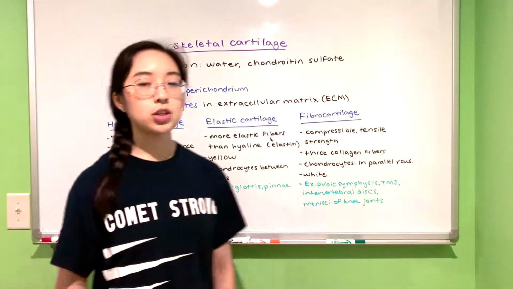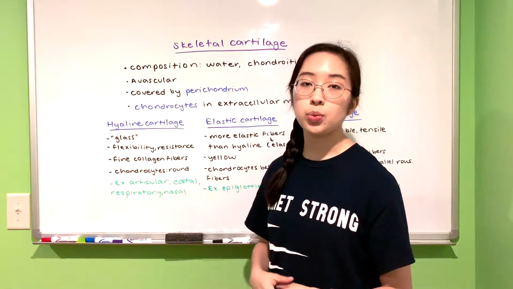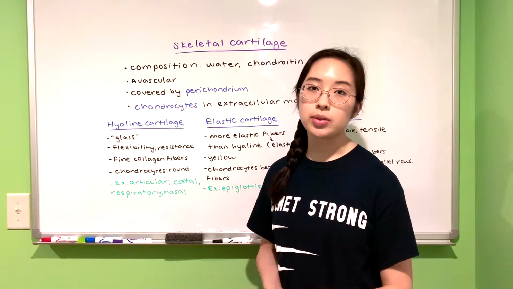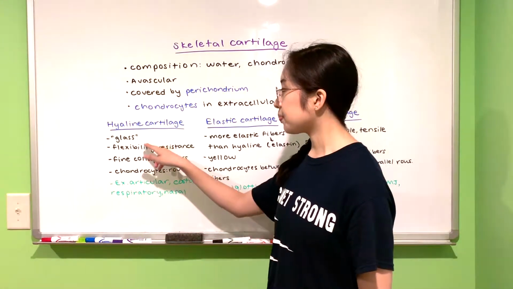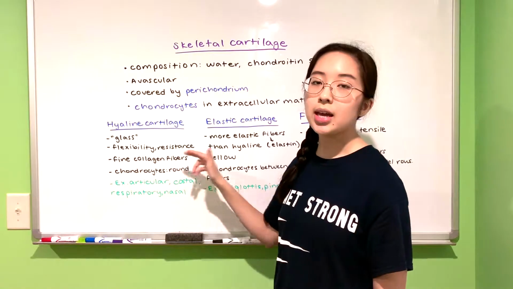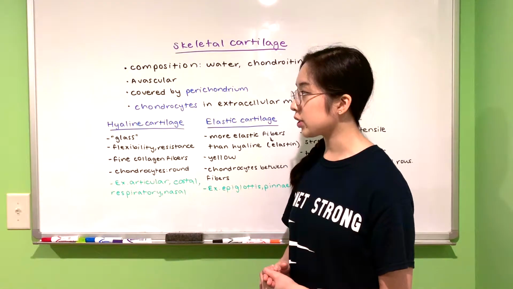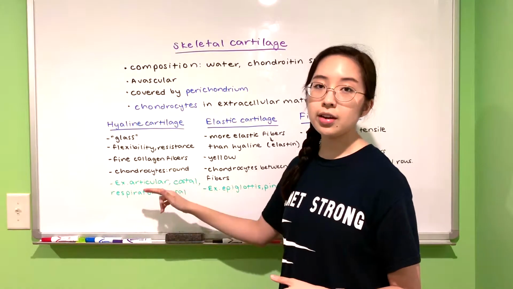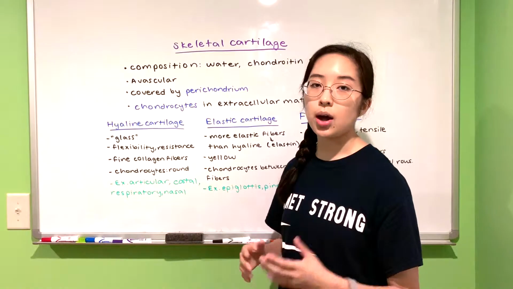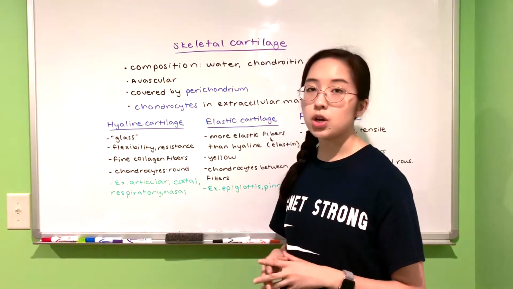The first type is called hyaline cartilage. The word hyaline actually comes from the root word for glass, and they have a kind of glassy appearance when they're exposed. They also confer great flexibility and resistance to whatever material is made up of that hyaline cartilage. They are formed by very thin, fine collagen fibers, and the chondrocytes that are enmeshed within those collagen fibers are round.